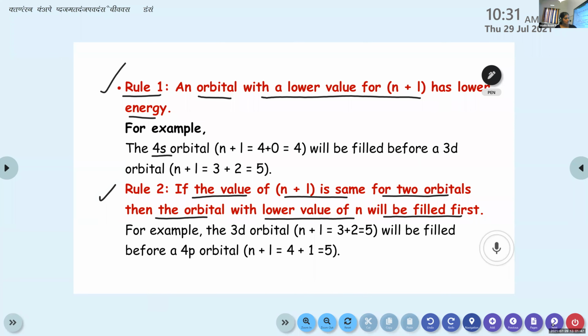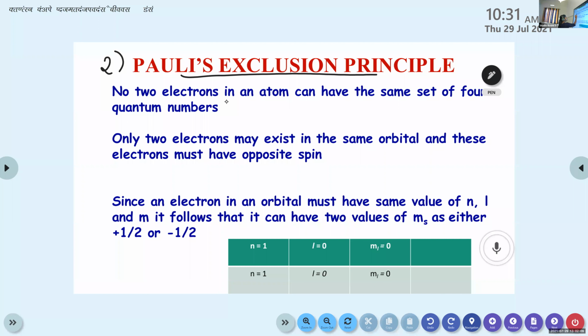Nothing, right? So the second one is known as Pauli's exclusion principle. This is the second rule for filling electrons in an orbital. The statement of Pauli's exclusion principle: no two electrons in an atom can have the same set of 4 quantum numbers. We have learned about the principal quantum number, azimuthal quantum number, magnetic orbital quantum number, and spin quantum number, right?